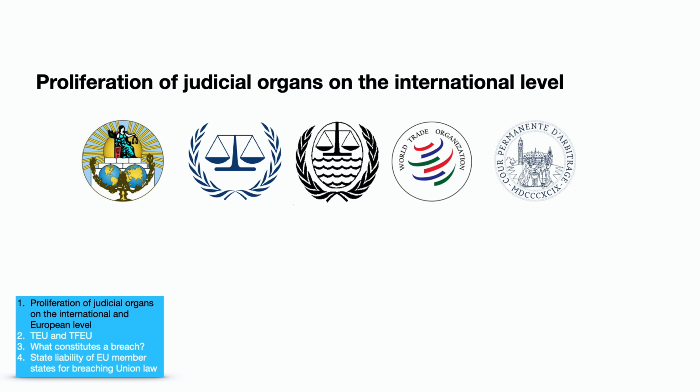The proliferation of judicial organs on the international and regional level has been one characteristic of recent decades, ranging from the International Court of Justice, the International Criminal Court, the World Trade Organization's dispute settlement, the International Tribunal for the Law of the Sea, arbitration tribunals. Some were established to hear one case or a series of similar cases, others are permanent.